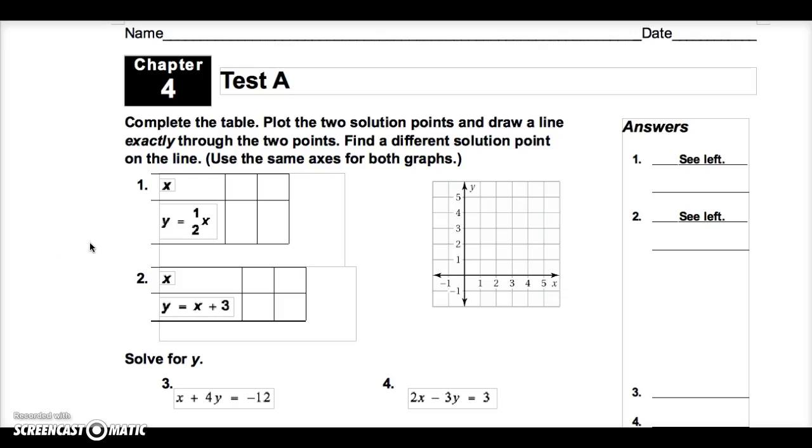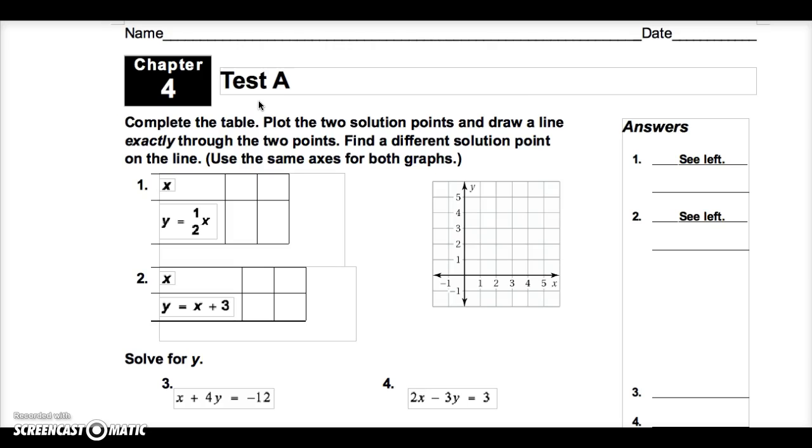This is the study guide that we used for Chapter 4. I know it says Test A at the top, but we used it as the study guide. So as we work through this, keep in mind your test will be very similar to this. So if you have any questions on anything that is in this video, please come see me before you take your test.